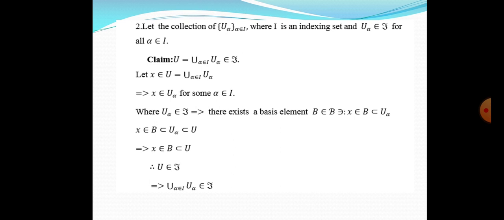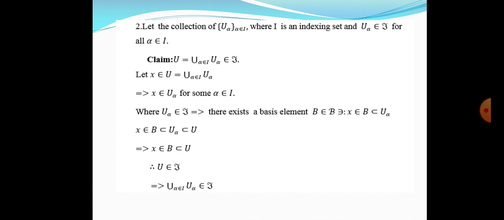Okay, next we have to verify the second condition. What is the second condition of a topological space? The union of the elements of any subcollection of tau is in tau. So you take the union of a collection. So let U equal the union of U alpha. Does the union of U alpha belong to tau? So let x belong to U.